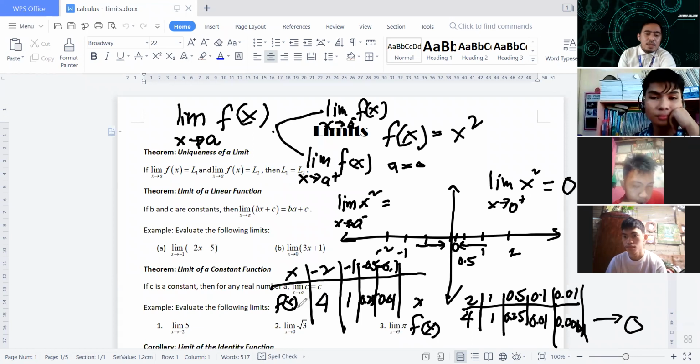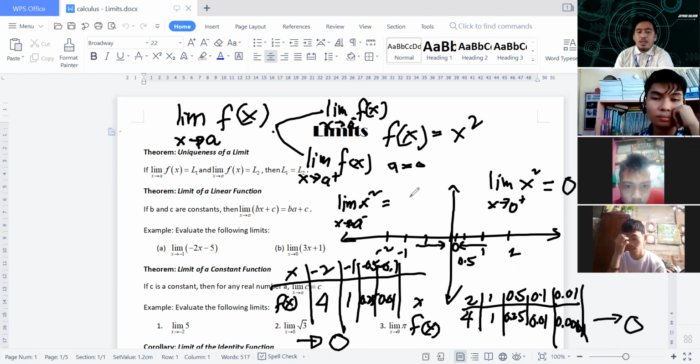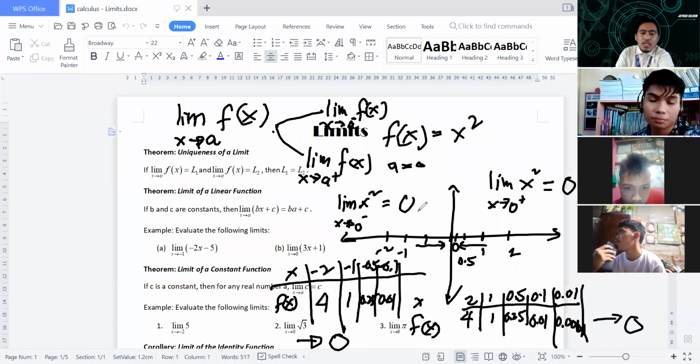Do you observe something in the value of f of x as your x approaches 0 from the left-hand side? Where does it approach? 0. Zero indeed. So the limit of x squared as x approaches 0 from the left-hand side, the answer is 0, right?